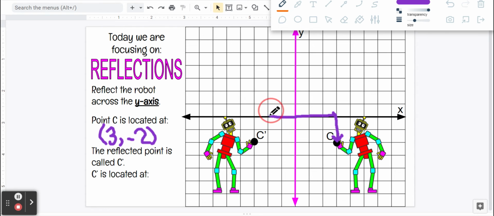We'd go in the negative direction 3 times, then go down 2 times. So we move to -3 first, go down to -2, and don't forget your parentheses.